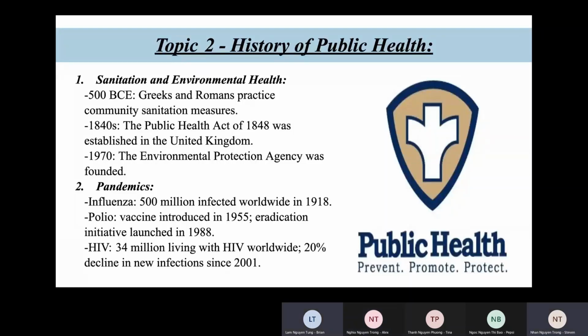Okay, now we come to topic 2 about the history of public health. So now let's review some highlight events throughout the history of public health. In public health, we have 4 lenses: sanitation and environmental health, pandemic, disaster response and preparedness, and the last one is prevention health policy. So let's talk about the first one, sanitation and environmental health, which is control of disease and promotion of health through sanitation to ensure a healthy environment.